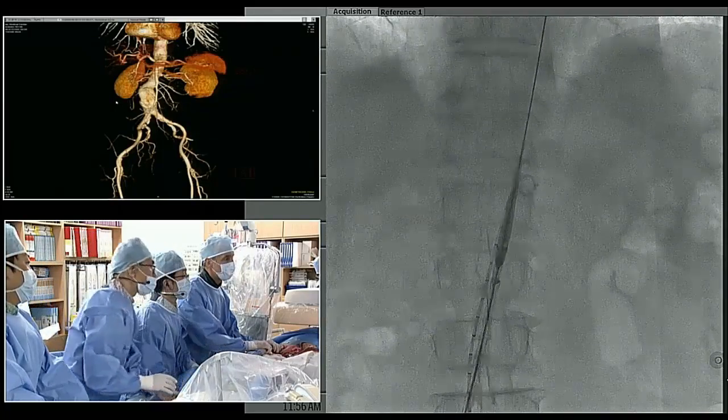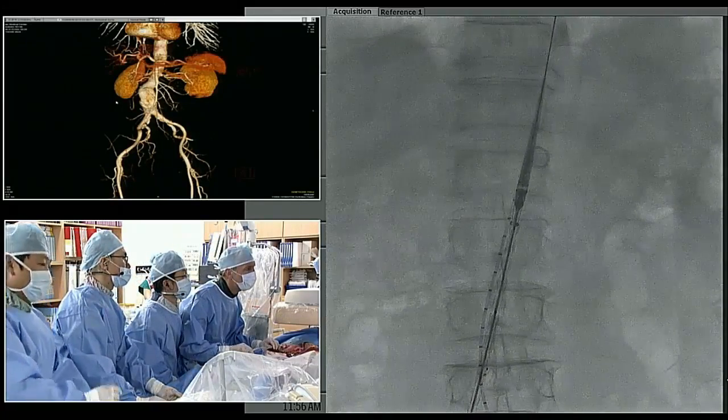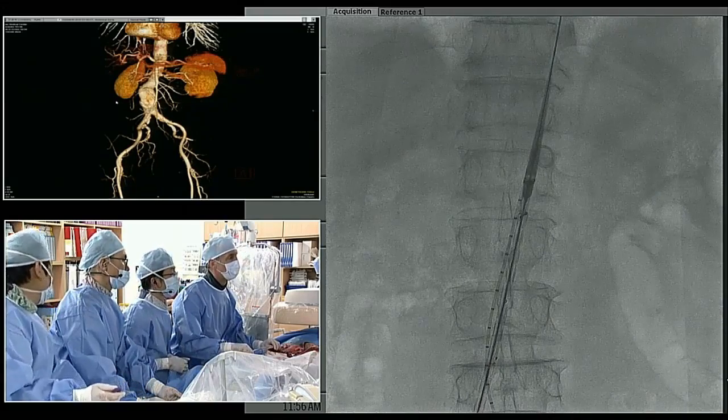Comments from the others? I would agree absolutely with all those factors present in the neck. The suprarenal device would be more appropriate.